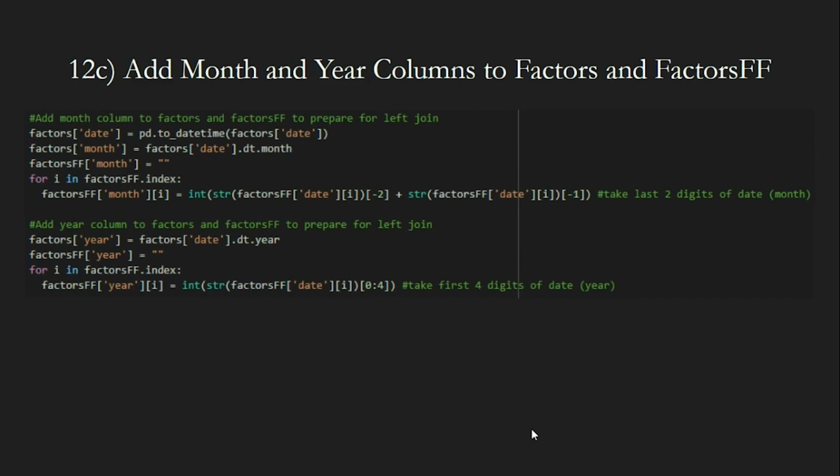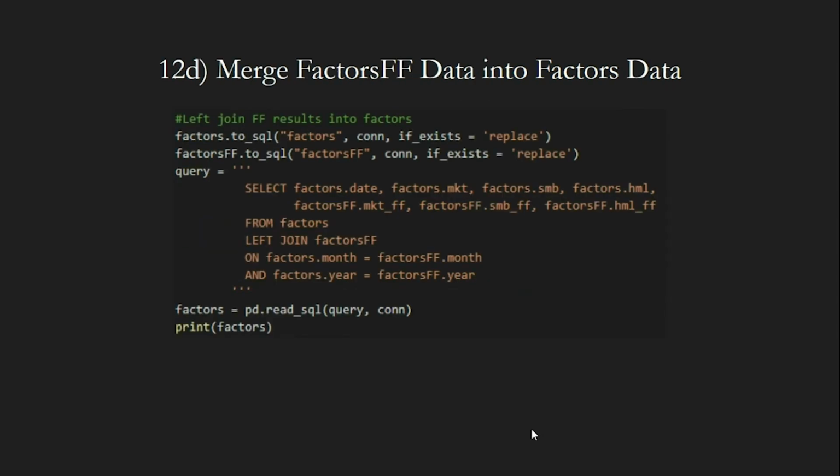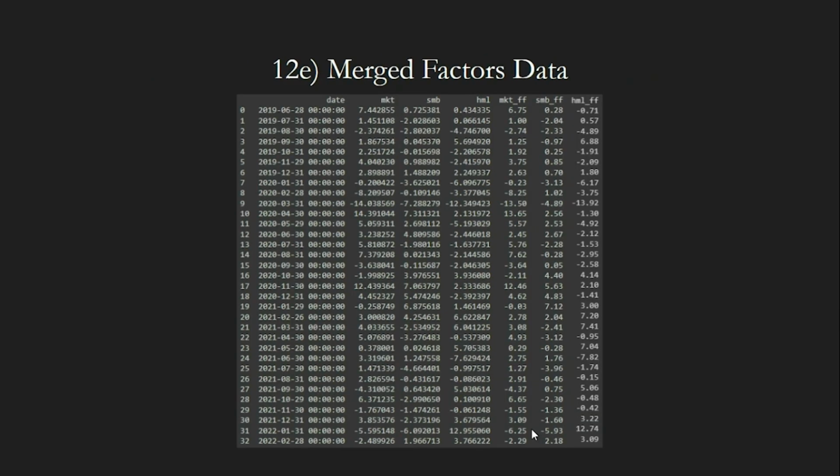Next, we convert the date to date time and get the month and year for both factors and the Fama-French factors. This is necessary for left join because while Fama-French's data is taken on the first of every month, our data is taken towards the last couple days of the month. So we must left join by month and year instead of simply by date. Finally, we merge the Fama-French data back into our data with a left join. This is our expected output for the final factors data. From just an eye test, our data looks reasonably close to the Fama-French data.